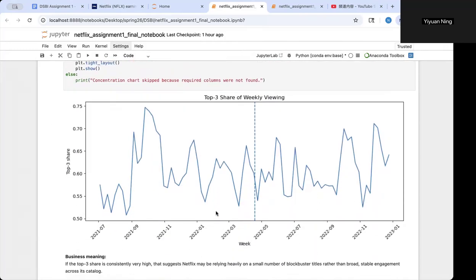Second, I analyzed the top three share of weekly viewing. This chart shows that in many weeks, more than half of total top 10 viewing came from only three titles. That means Netflix engagement was highly concentrated in a small number of blockbuster titles.